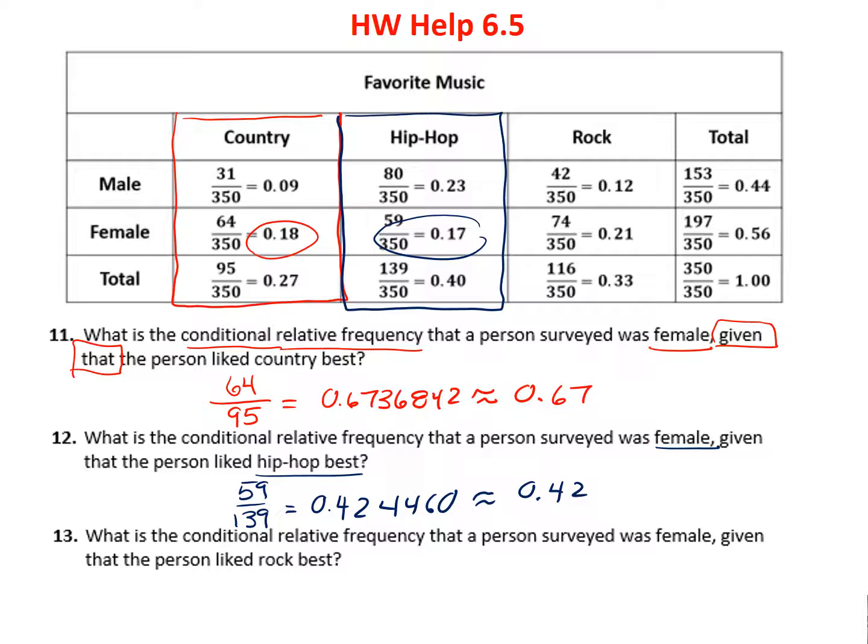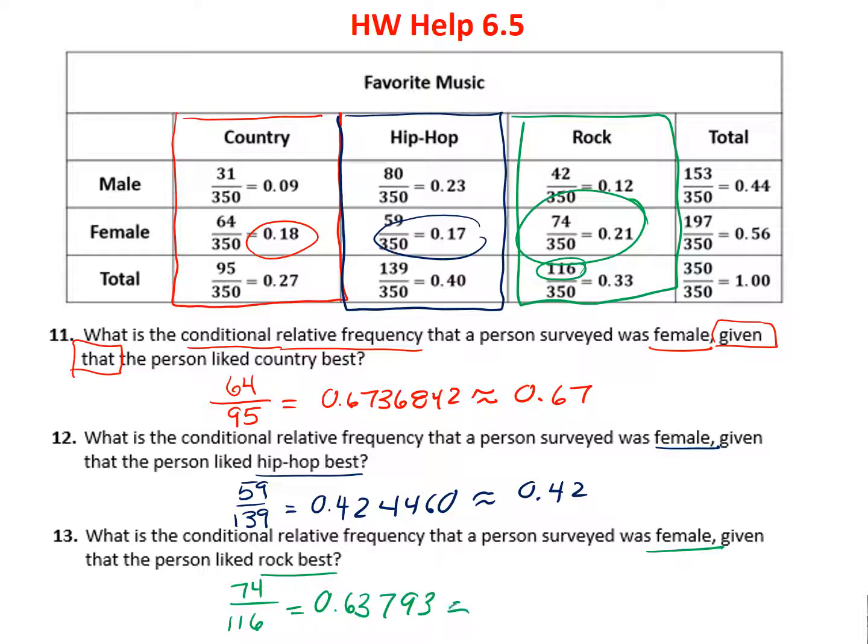Now we go to the last one. What's the conditional relative frequency that a person was female again, given that they like rock? So this time we're going to look at the rock category, and again, just look at the females. So in this category, 74 females out of the total 116. That gives me 0.63793, or approximately 0.64. So again, there's a significant number of women who like rock and country, less when it comes to hip-hop.